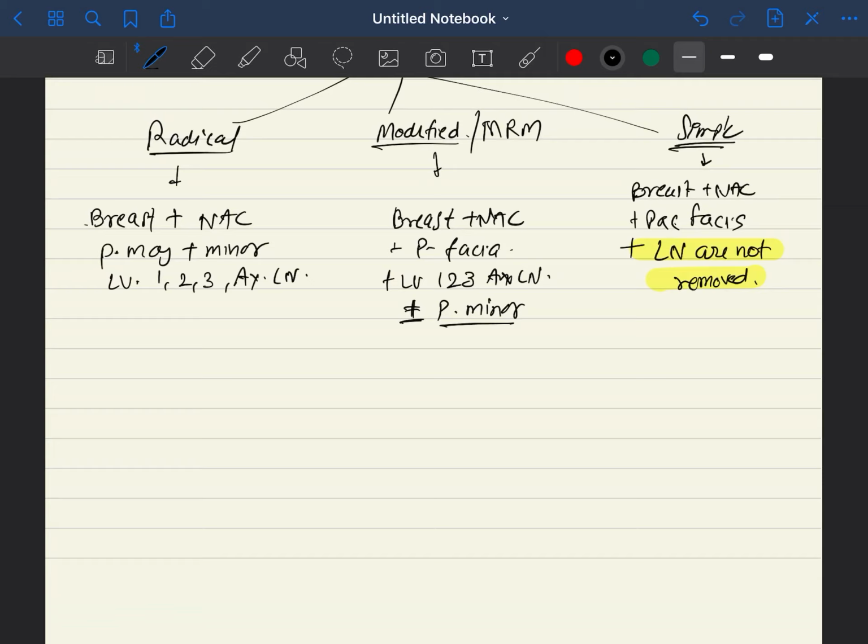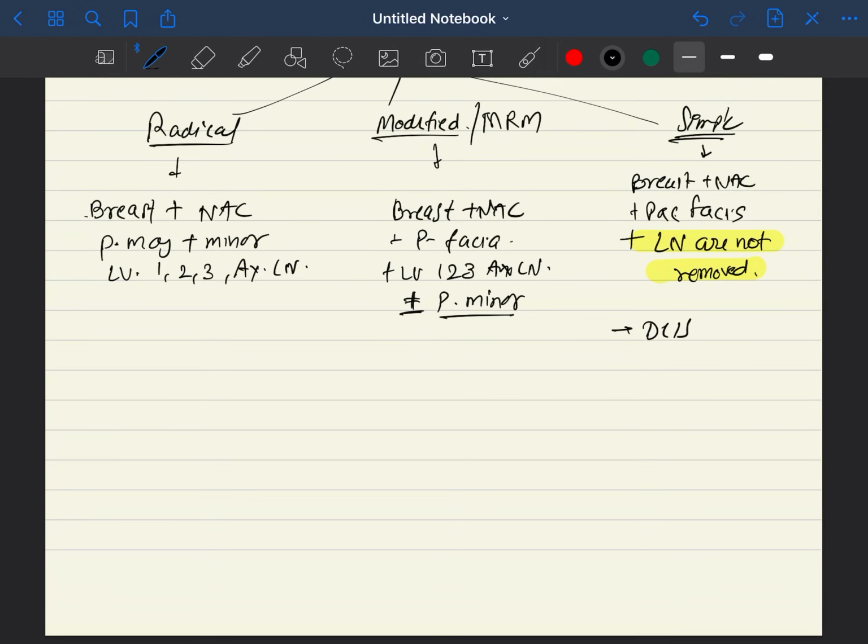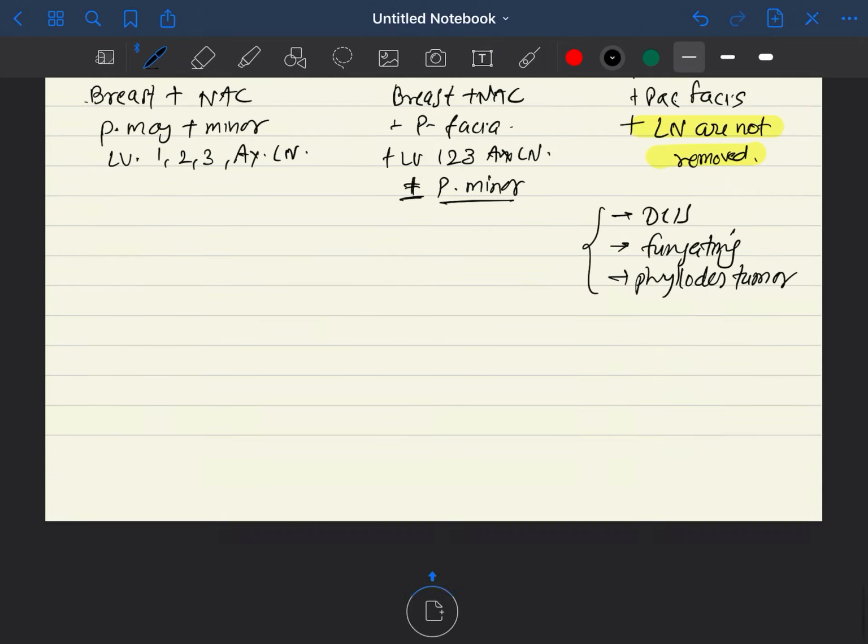Indications: DCIS, fungating lesion, or phyllodes tumor. We'll talk about them later.